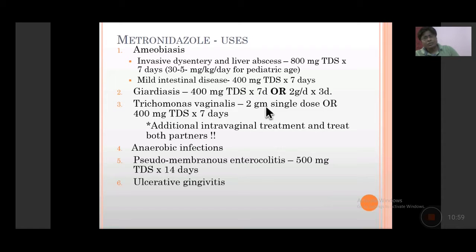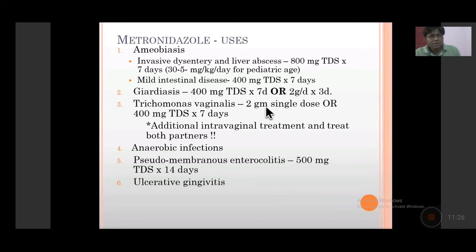Then comes giardiasis, where 400 mg thrice a day for 7 days, the same kind of regimen. For Trichomonas vaginalis, a 2 gram single dose is sufficient, or it can be given as 400 mg thrice a day for 7 days. The 2 gram is a very, very high dose, but if the patient tolerates it, it can be given. And additionally, intravaginal treatment and treatment of both partners.